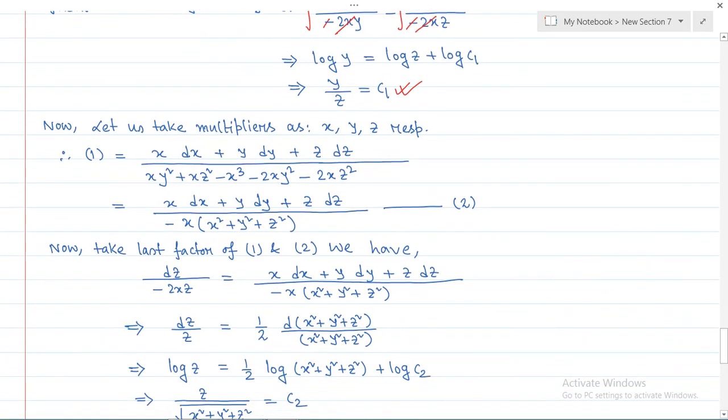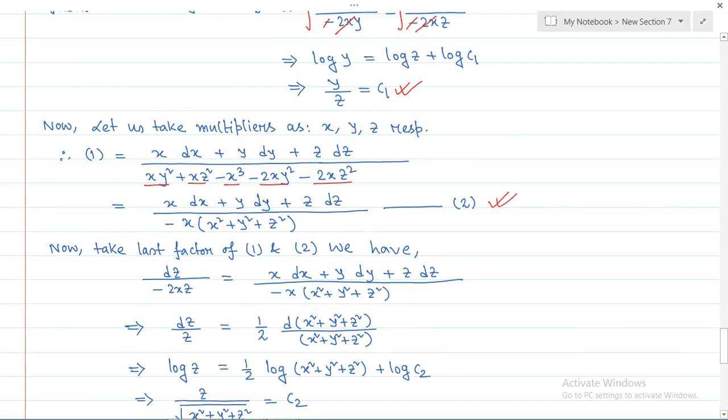So first term by x dx, second term y dy, third term z dz. What we get? xy square plus xz square minus x cube minus 2xy square minus 2xz square. So here it is plus, here it is minus, so it will be minus xy square. Similarly plus xz square minus 2xz square, so minus xz square will remain, and minus x cube. So all these three terms contain minus x. If I take minus x common, it will become x square plus y square plus z square. Say this is our factor number 2.